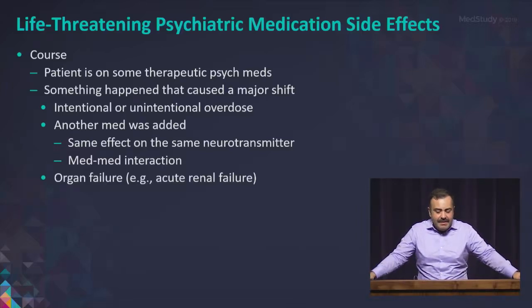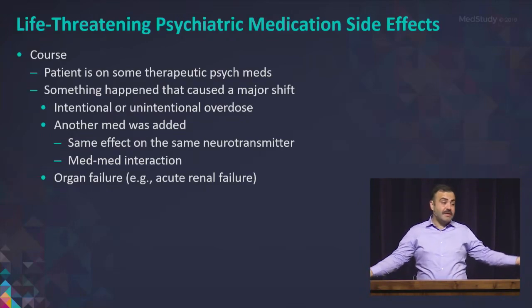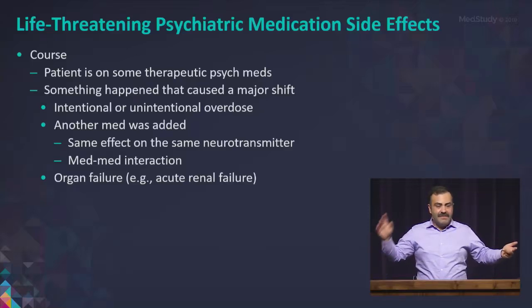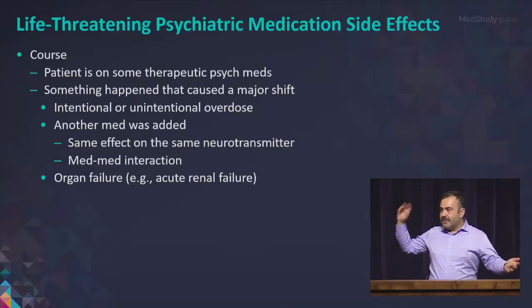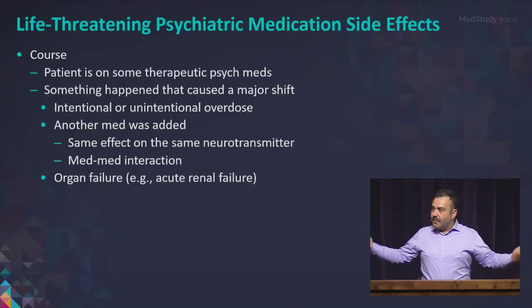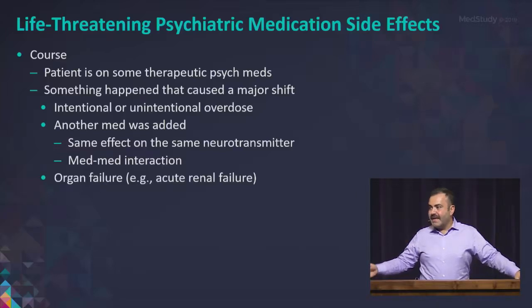That thing that happened can be an intentional or unintentional overdose. The patient just took too much medication. Or it can be a medication-medication interaction. The patient took one medication that kind of affected the metabolism or clearance of the other medication. Or it could be an organ failure. The patient was able to clear the medication before and now is not.